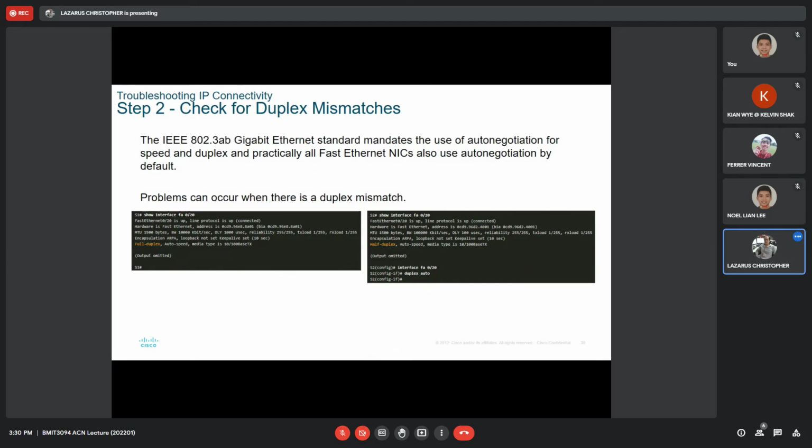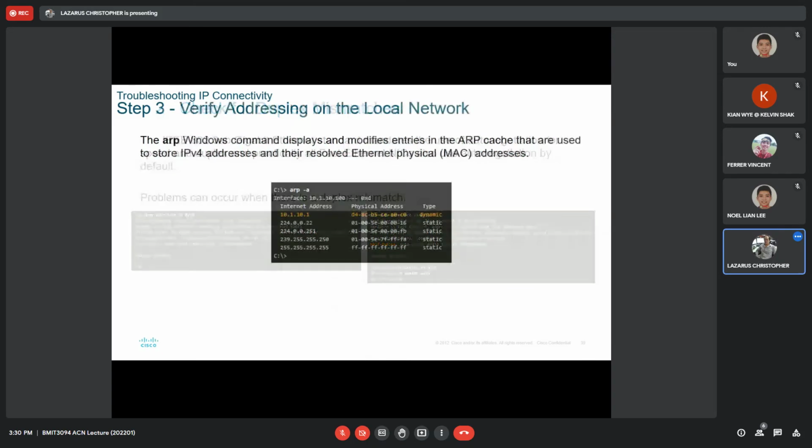So if you know you have older machines or older devices with older ports that are still using half duplex, then you can check this. But mostly nowadays, if you buy new devices, new NICs, new computers, normally they are running at full duplex, no longer half duplex. Then you check the addressing on local networks by checking your ARP table.